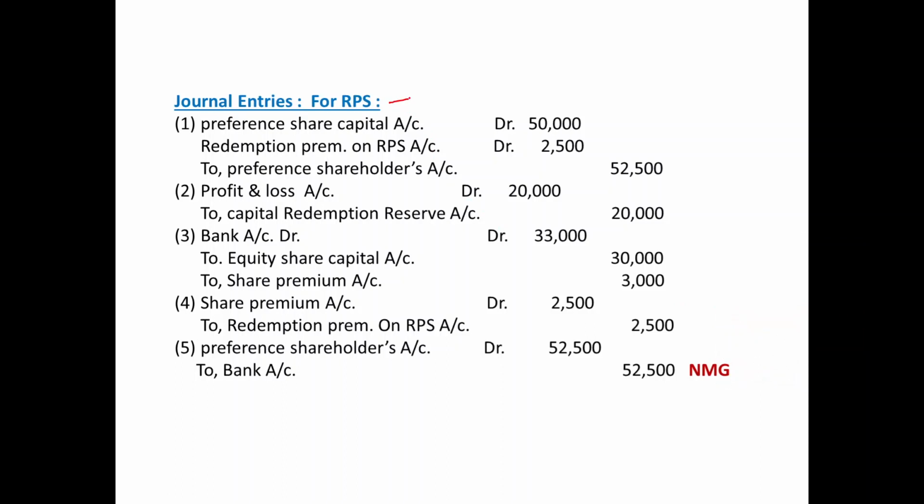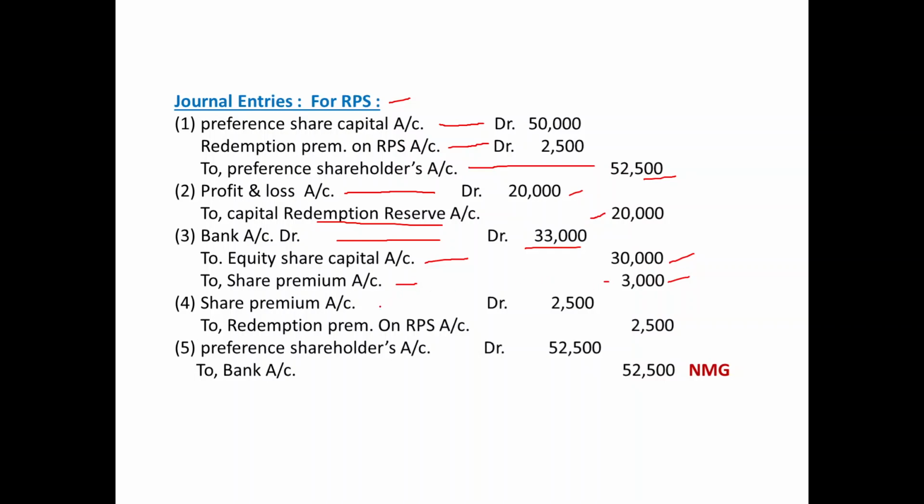Journal entries for RPS number 1. Preference share capital account debited 50,000, redemption premium on RPS account debited 2,500, to preference shareholders account credited 52,500. This was for the decision of Board of Directors for redemption of RPS. Second, profit and loss account debited rupees 20,000 to capital redemption reserve account credited 20,000. Third, for the new issue, bank account debited rupees 33,000 to equity share capital account credited 30,000, to share premium account credited rupees 3,000, 10% of 30,000.